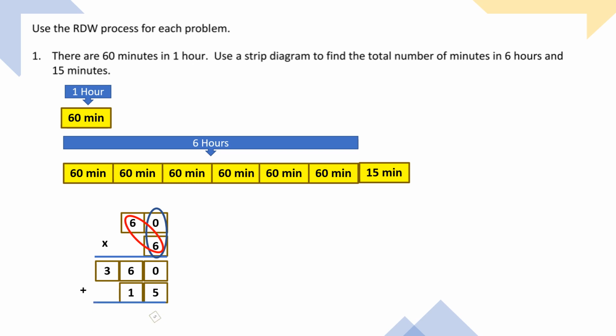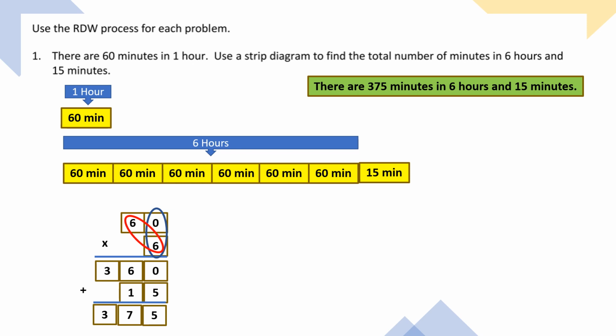All right, let's start with the ones place. 0 plus 5 is 5. And 6 plus 1 is 7. And 3 plus 0 is 3. So that means that there are 375 minutes in 6 hours and 15 minutes. That's our answer. Now, if you need a few moments to pause the video and write down the information that I have here on the screen, or just to check your work, go ahead and do so now.